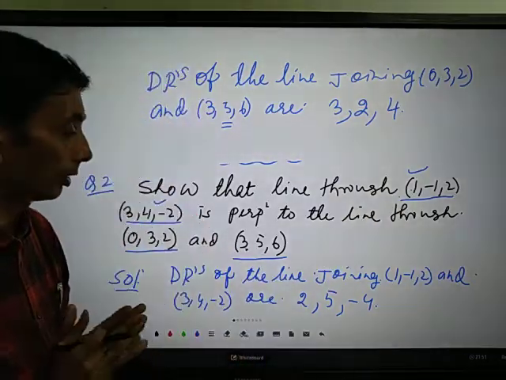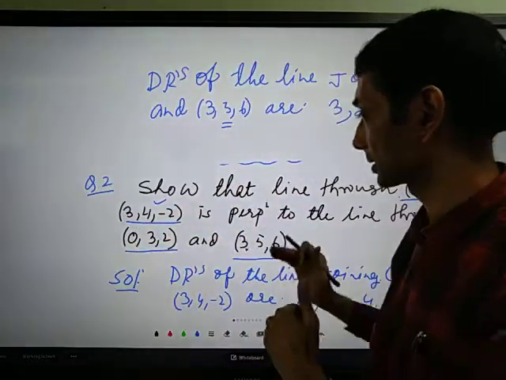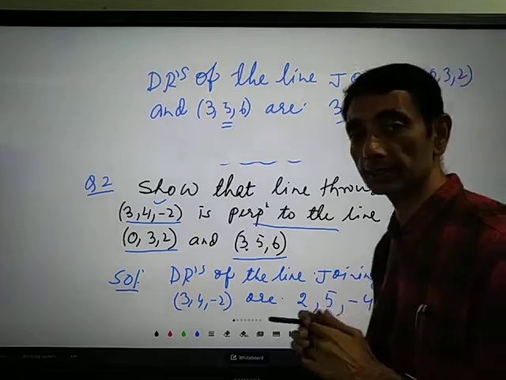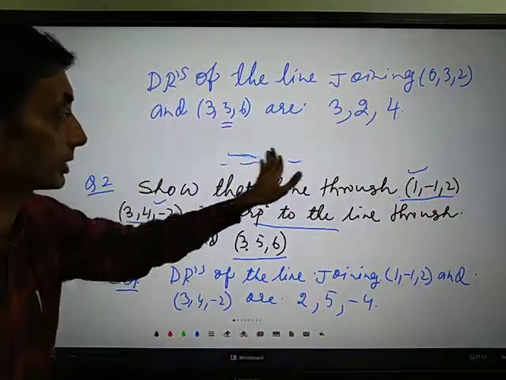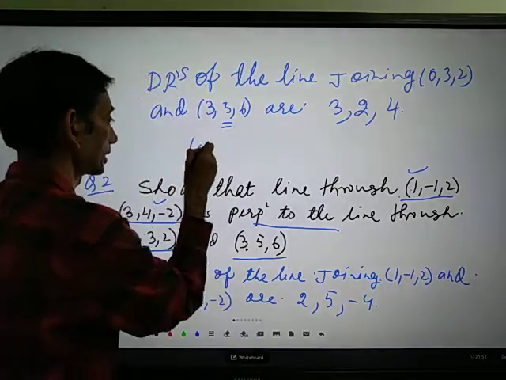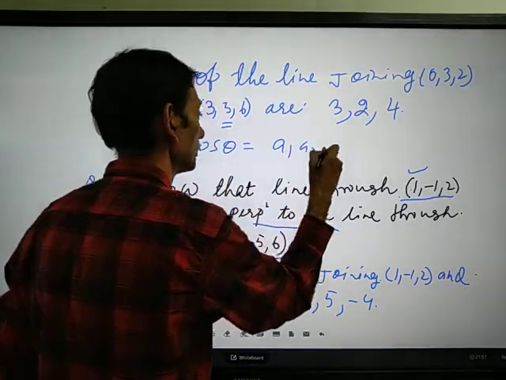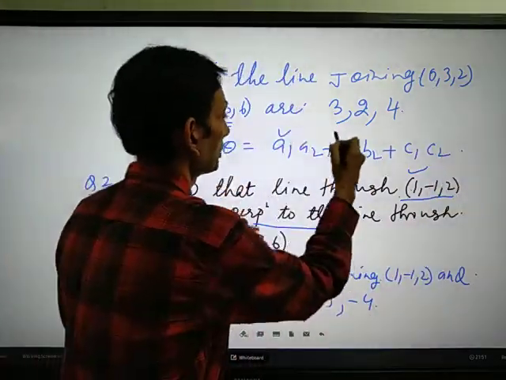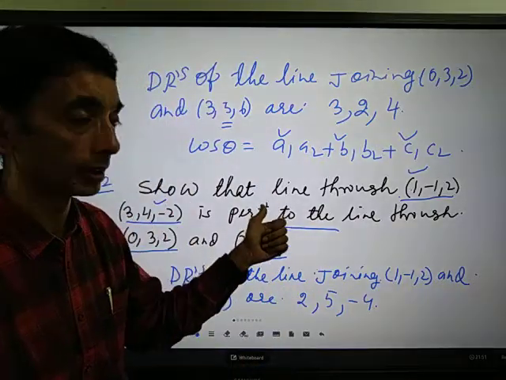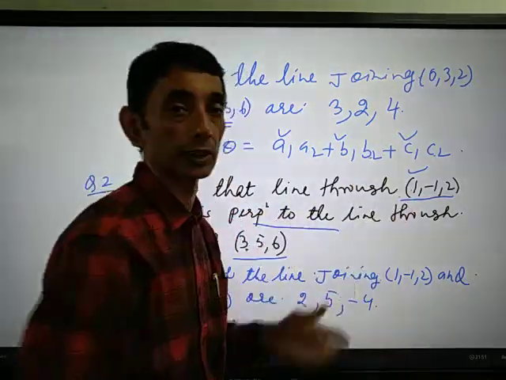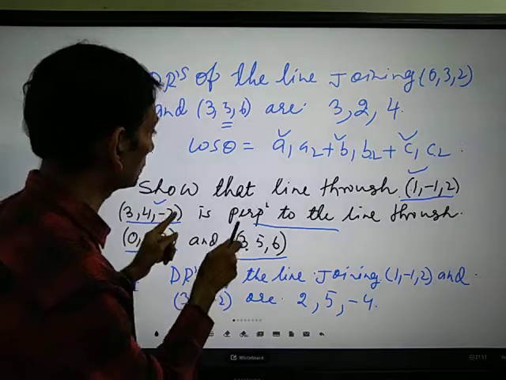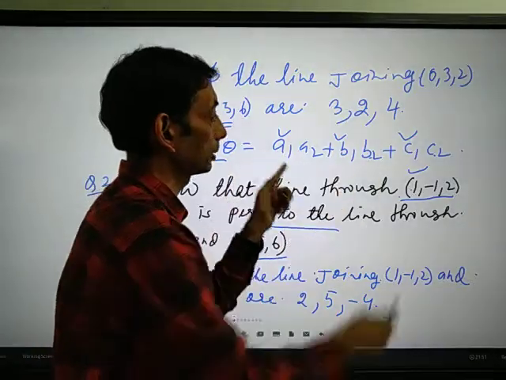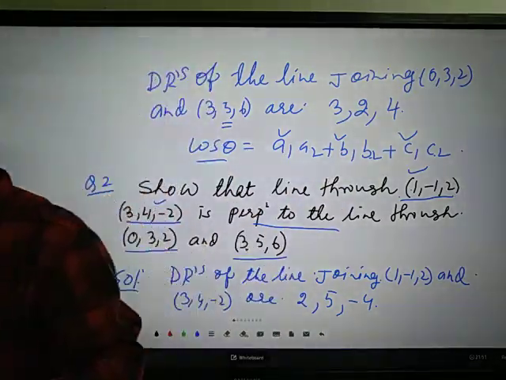Okay, fine. Now in case the 2 lines cut at right angles, that means the angle between the 2 lines is 90 degrees, then we know that cos theta is equal to a1 a2 plus b1 b2 plus c1 c2, where a1 b1 c1 are the direction ratios of one line and a2 b2 c2 are the direction ratios of the other line. Since cos 90 is equal to 0, we have to show that a1 a2 plus b1 b2 plus c1 c2 is equal to 0.